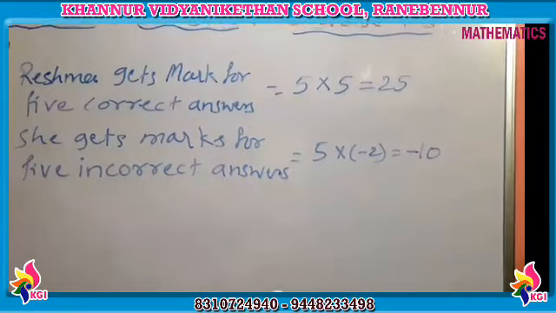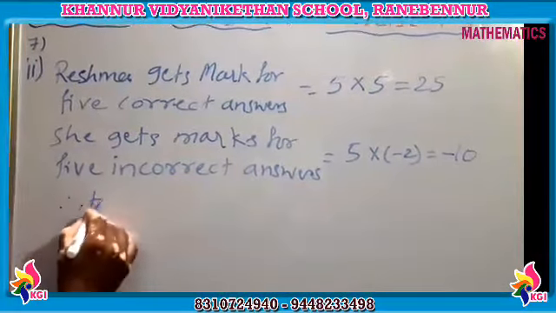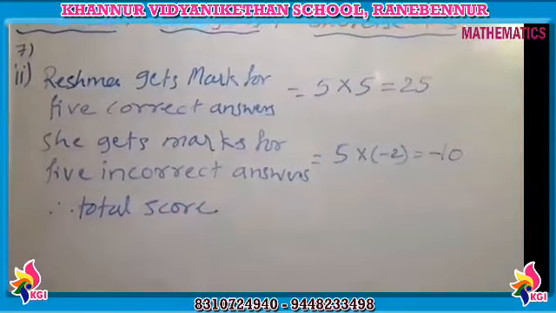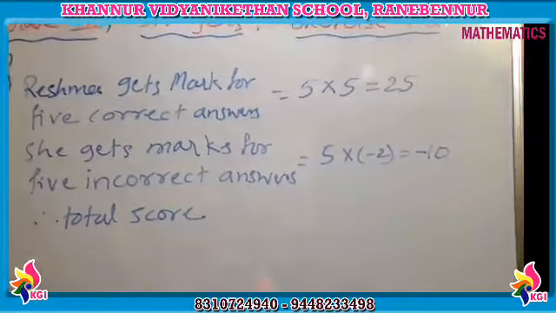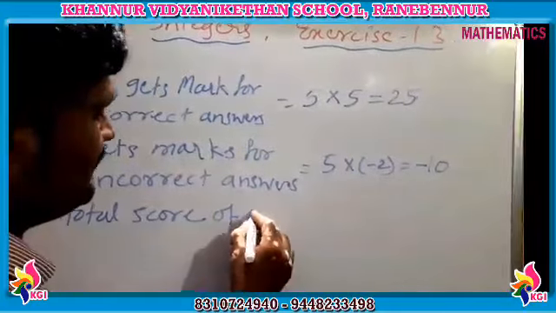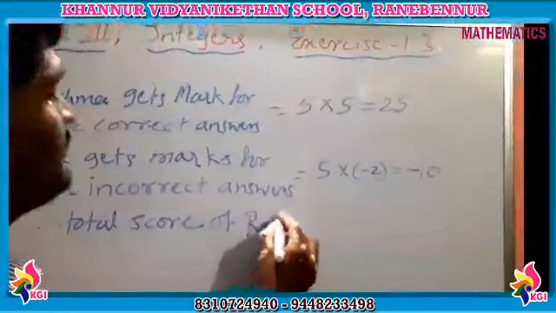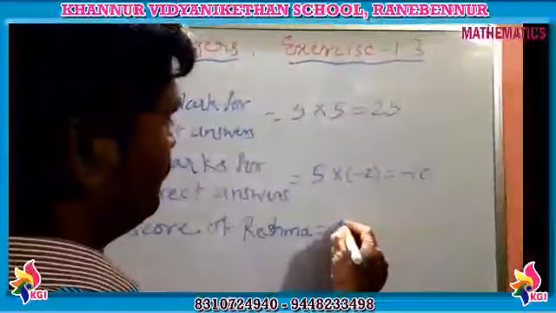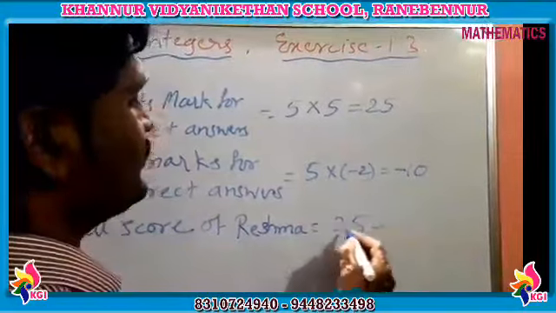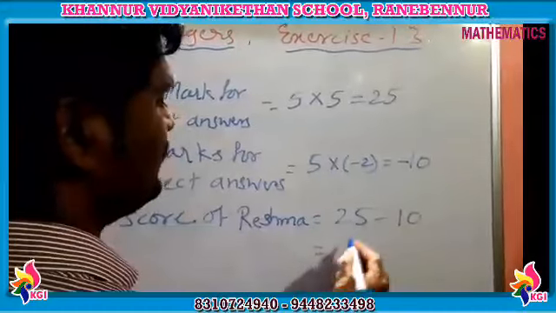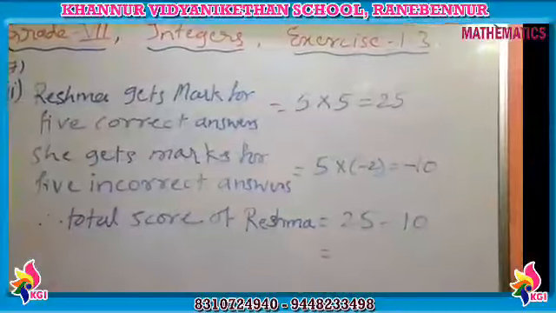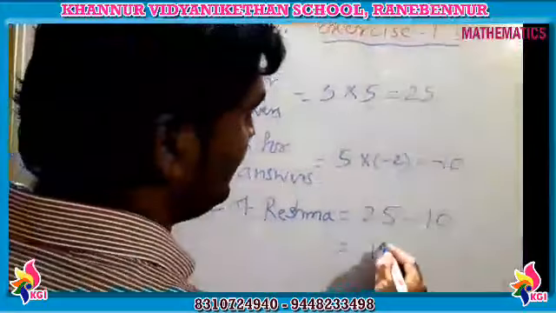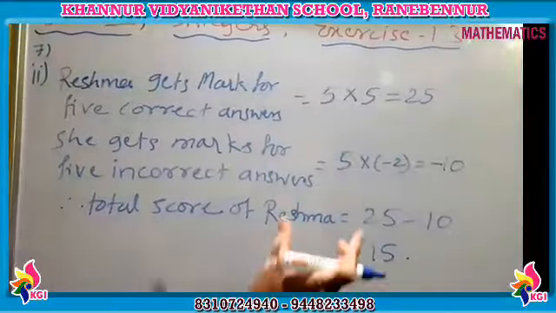Then therefore the total score we have to find out now. Total score of Reshma is 25. I don't want to write again repeatedly. So it is 25 minus 10. If you subtract 10 from 25, how much are you getting? You are getting 15.